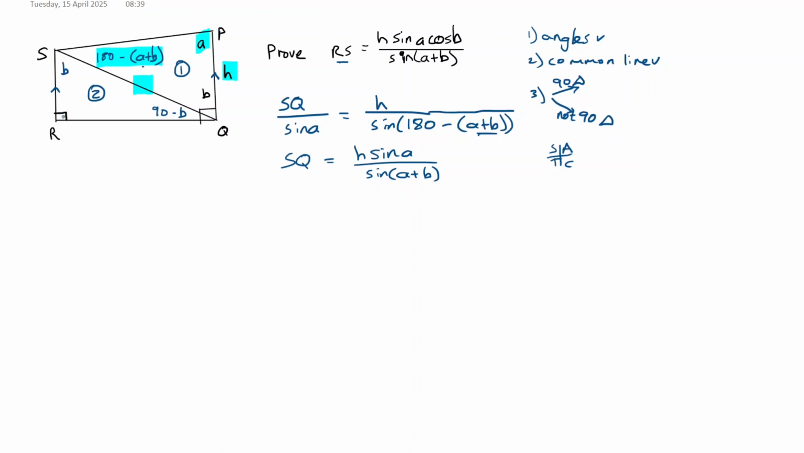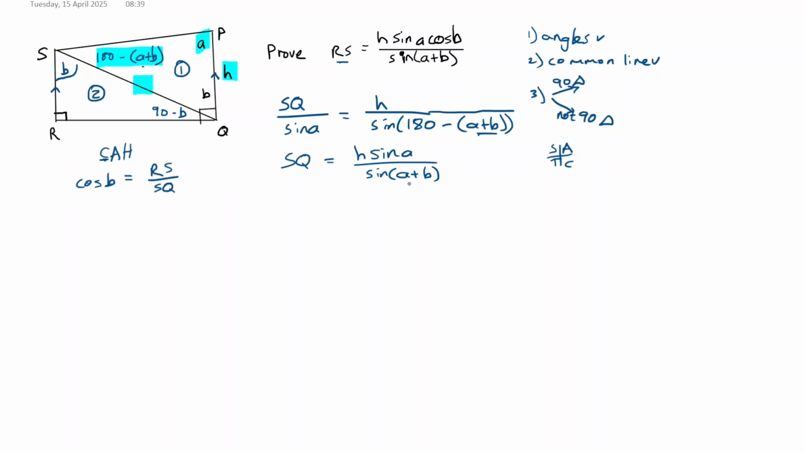I notice it's 90, so I'm going to do SOH CAH TOA. I'm wanting RS. If I can choose which angle to look from, I'll rather look from this one because it looks a bit easier. Looking from angle B, RS is the adjacent, and the one I just worked out, SQ, is the hypotenuse. In the riddle SOH CAH TOA, that would mean I'm using cos. So cos B, looking from B, is adjacent over hypotenuse.